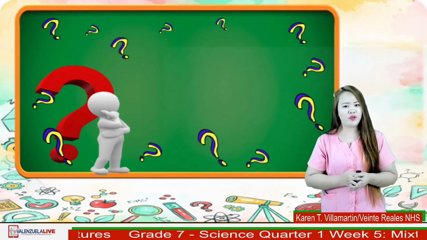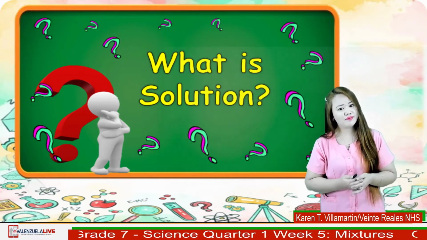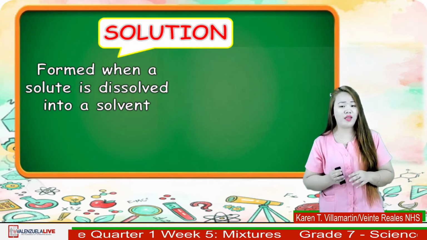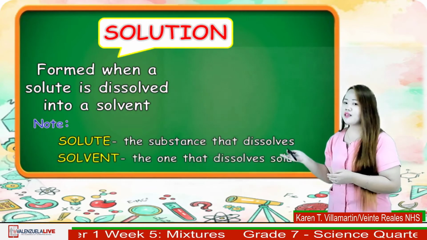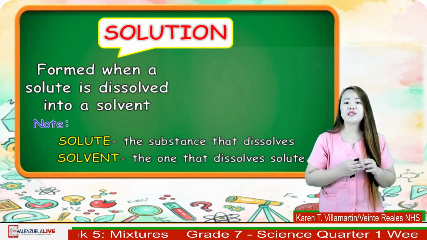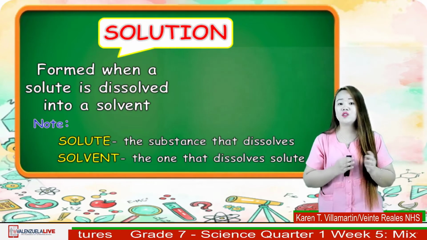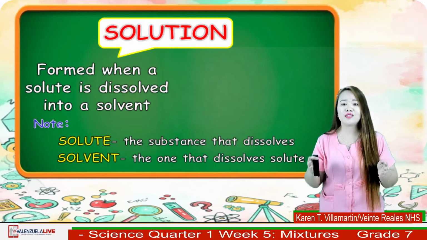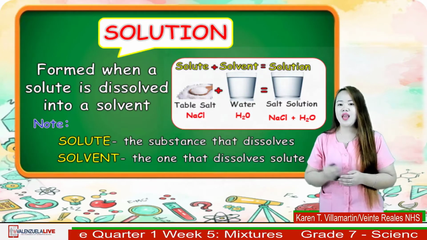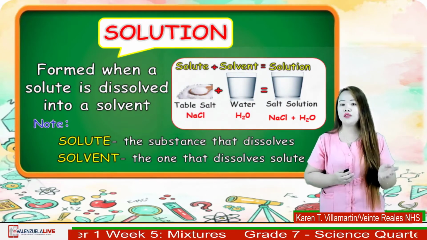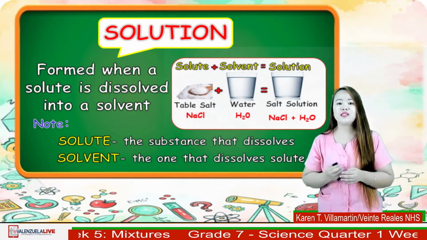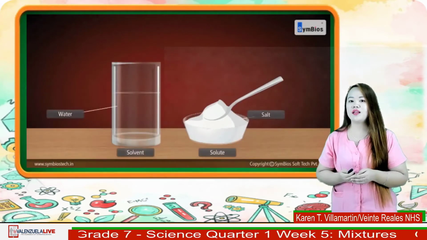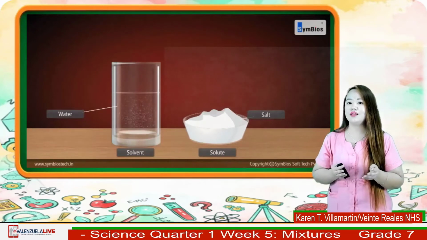In terms of a mixture, what do we mean by solution? Okay, a solution is formed when a solute is dissolved into a solvent. Take note of this. Solute is a substance being dissolved and presented in a smaller amount, while solvent is the dissolving medium and part of the solution present in the largest amount. For example, a salt solution is a mixture of salt, which is the solute, and water, which is the universal solvent. In this video, it shows that the solvent is the water, while salt is the solute.